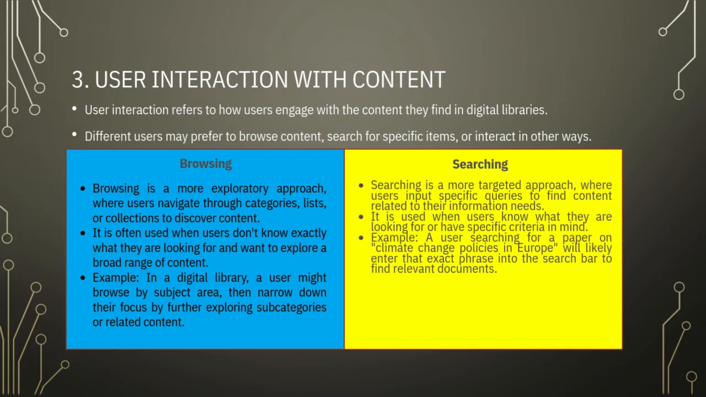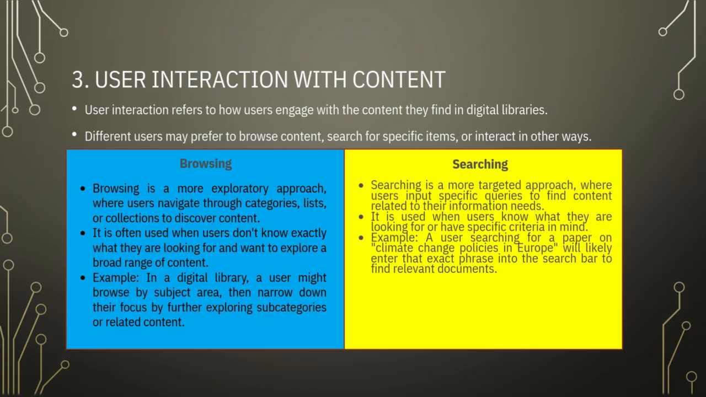Browsing is an exploratory approach to interaction. It is commonly used when users are unsure of what they are looking for and want to discover available resources. In a public library digital environment, a user may browse by subject categories such as health, education, or children's resources. From there, the user may narrow the focus by exploring subcategories or related collections, such as moving from health to healthy living or mental well-being. Browsing is particularly useful for casual users, parents selecting reading materials for children, or senior citizens exploring lifelong learning resources.